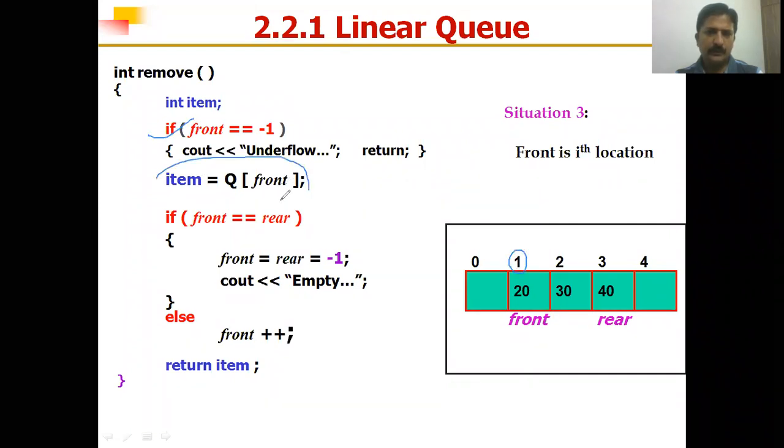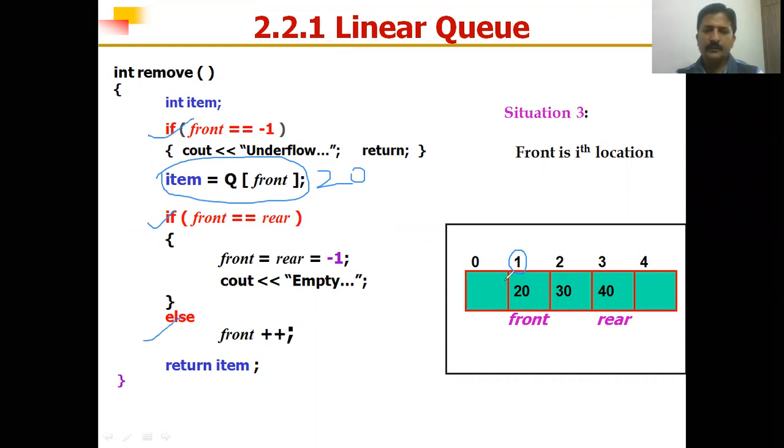Then you are reading the element before remove. What is the element? The element at front; the front element will be removed. That is 20, so you are storing that 20. Then you are checking, are front and rear both the same? Rear is here and front is here. Both are not the same; they're different. So the condition is false, and we'll go to else.